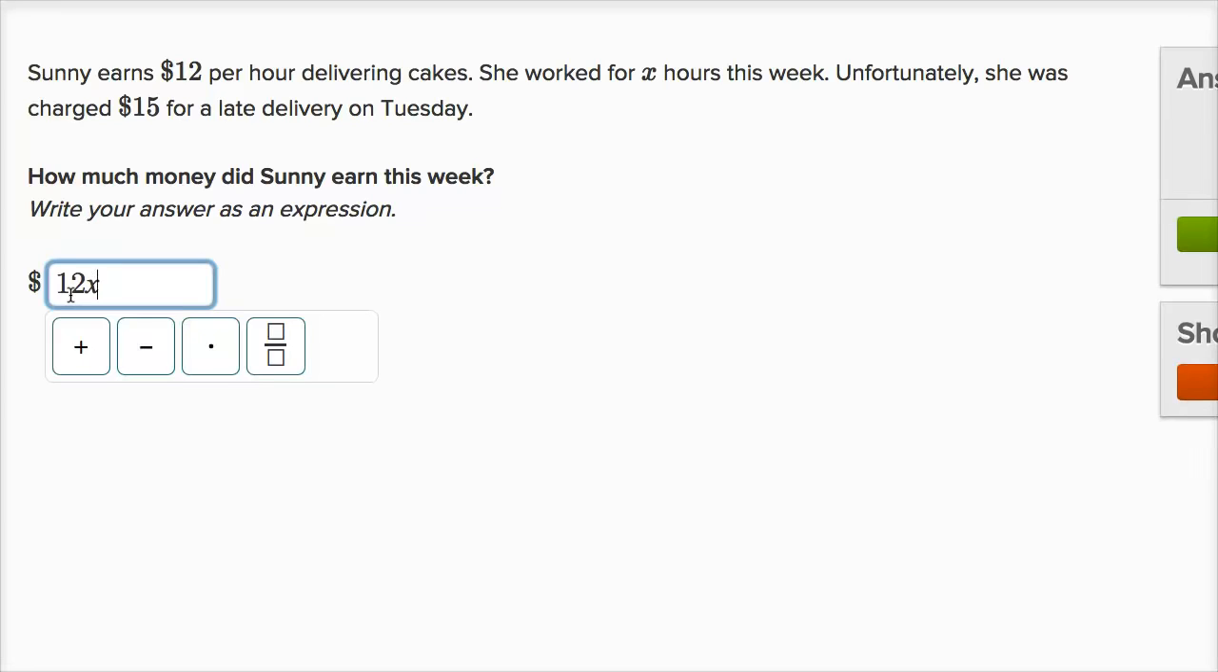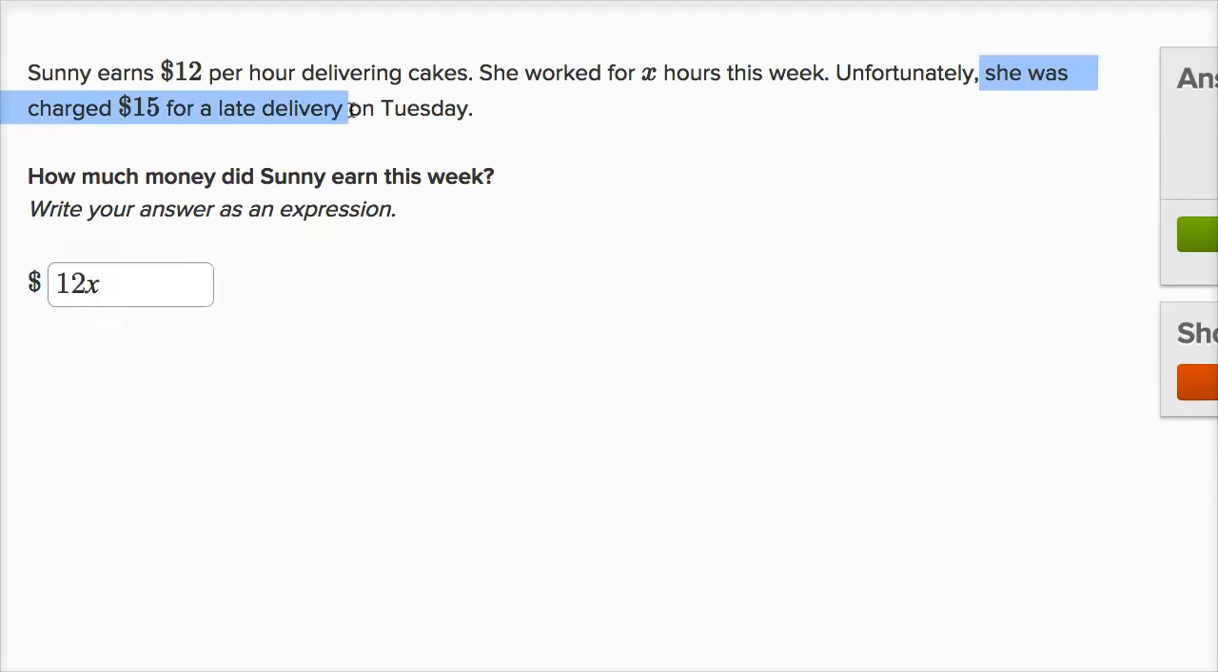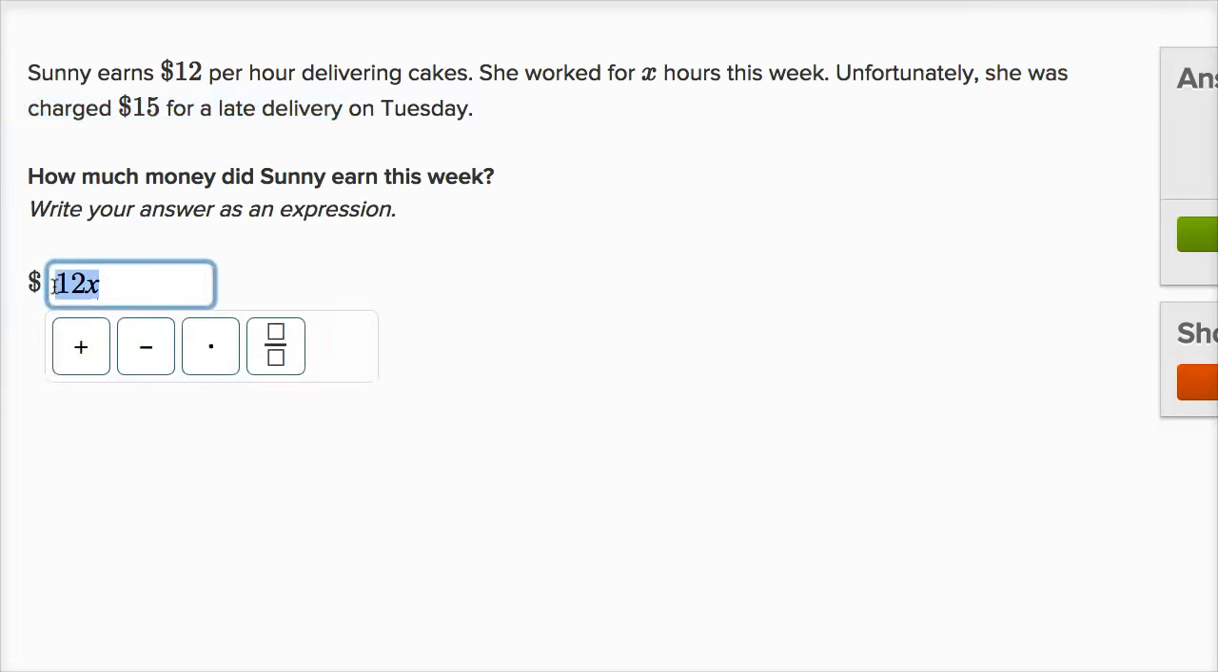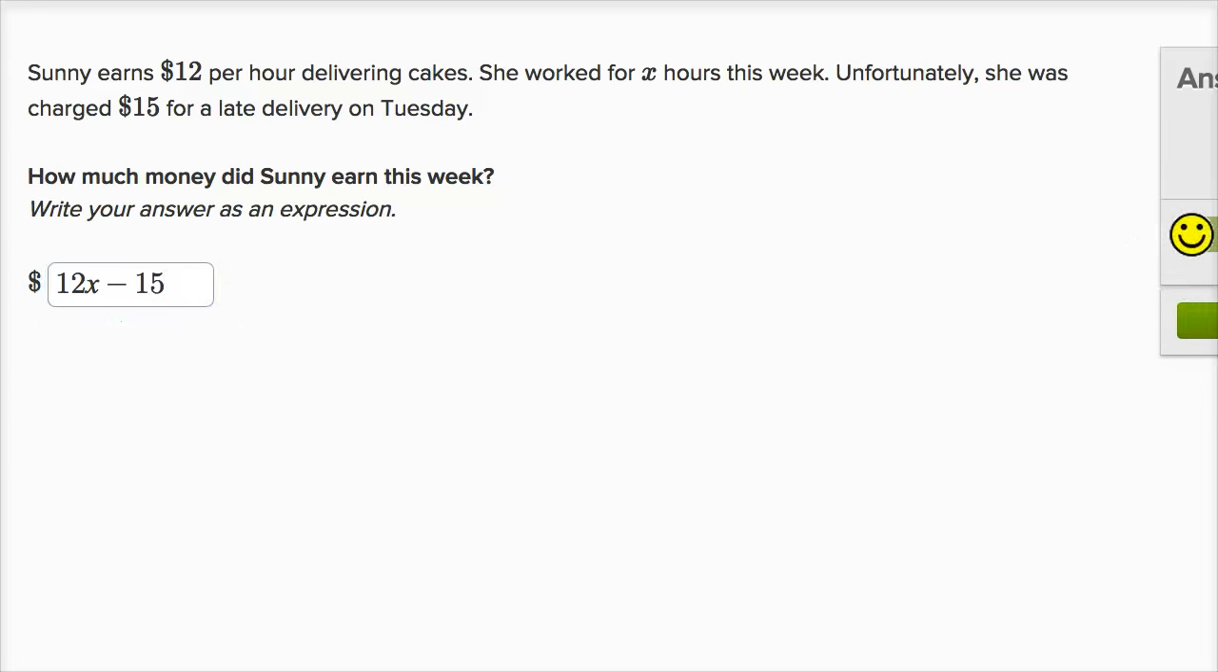So that's how much she would have made, except for the fact that she was charged. I guess her employer charges her for late deliveries. So she had to take $15 out of her paycheck. So this is what she would have gotten paid based on her hourly wage and the number of hours she worked. But then she has that late fee that she has to pay. So it's going to be 12x minus 15 is how much she actually earned this week. Let's do a few more of these.